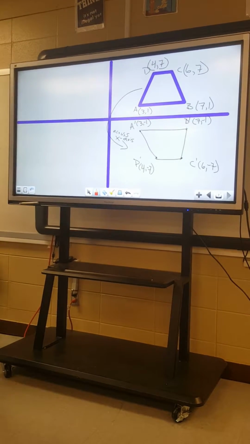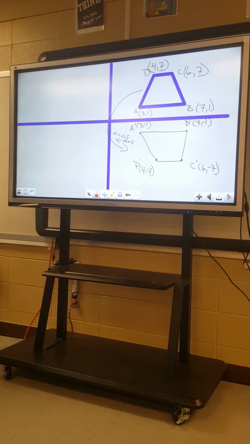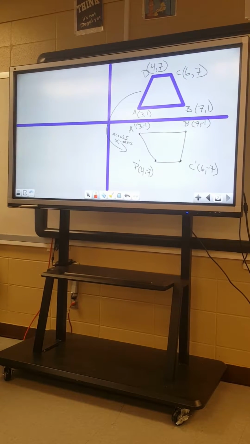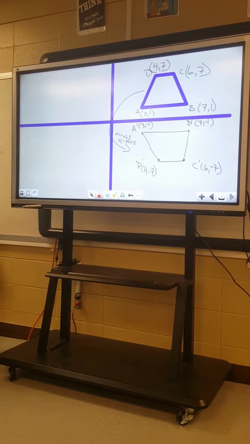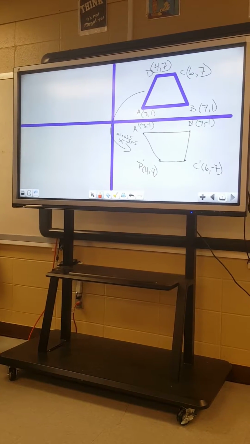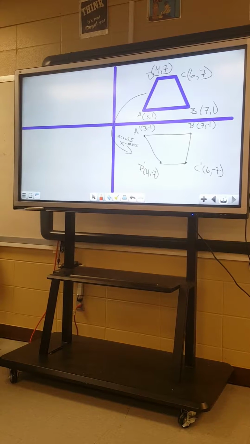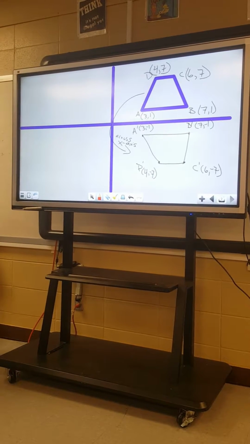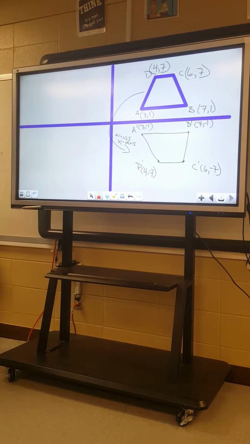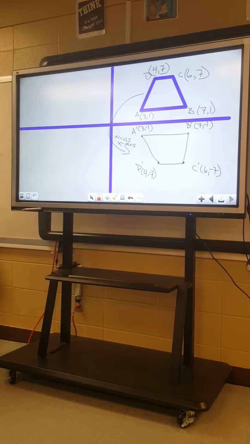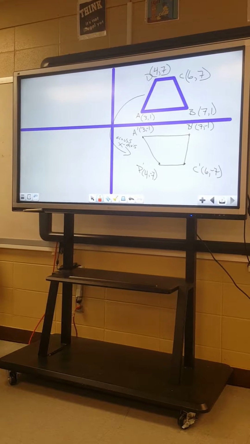All right, now I want to flip it across the y-axis. The y-axis. So because I want to flip it across the y-axis, what has to happen? What do we hope to get? Y stays the same, X changes sign.